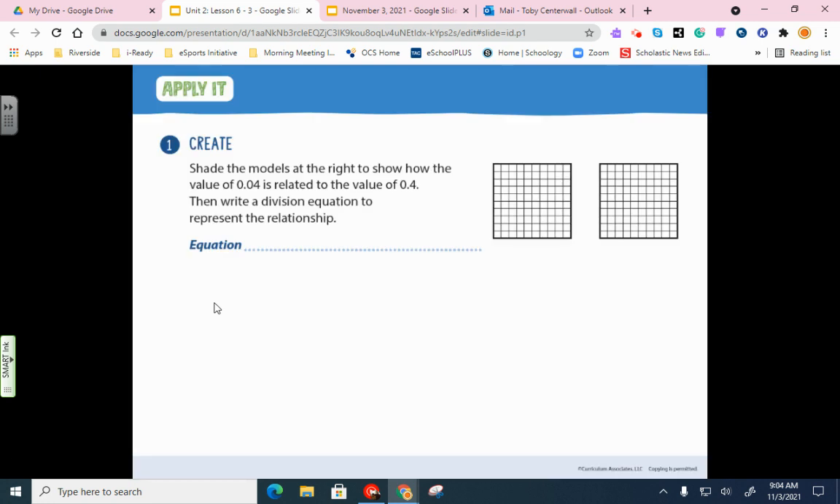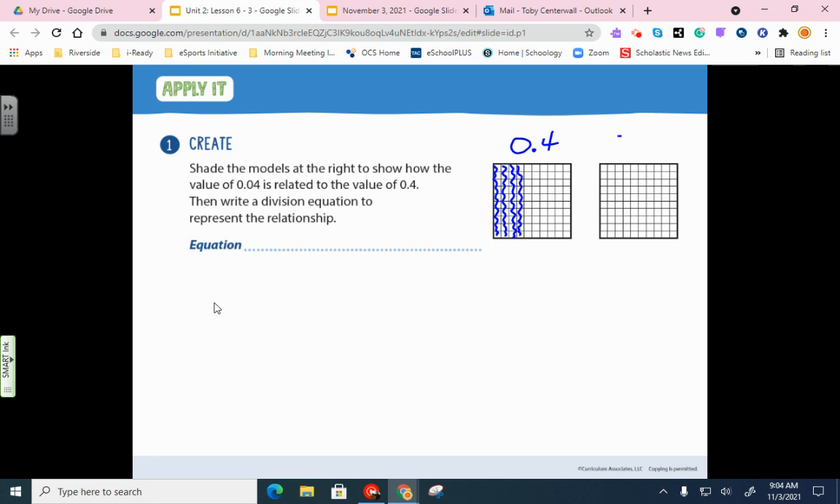It says shade the models to the right to show how the value of 4 hundredths is related to the value of 4 tenths. So I'm going to label these, and it doesn't matter which order, but I'll put the bigger number to the left because I always want to keep thinking numbers to the left in place value are bigger than numbers to the right of it. So I want to stay consistent. So let's put 4 tenths right up here. Since this whole grid represents one whole, we remember from the last couple days that one column is a tenth. So then we need 4 of those. So I'll shade those in.